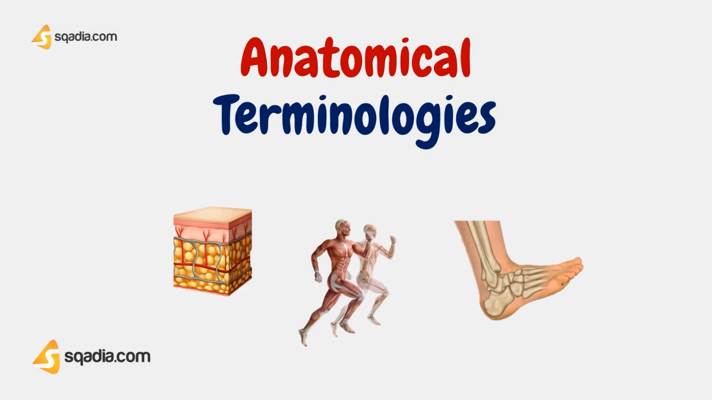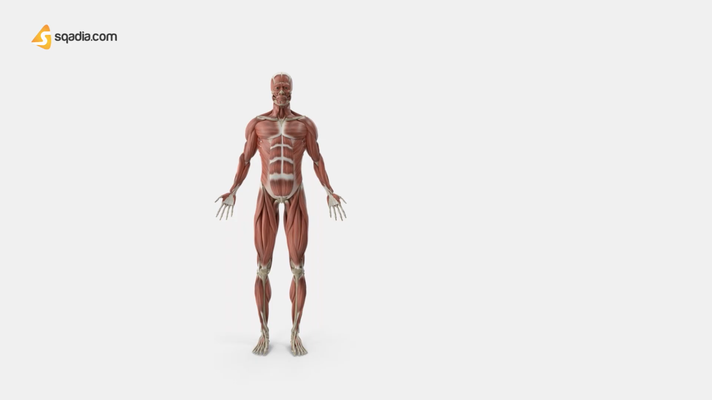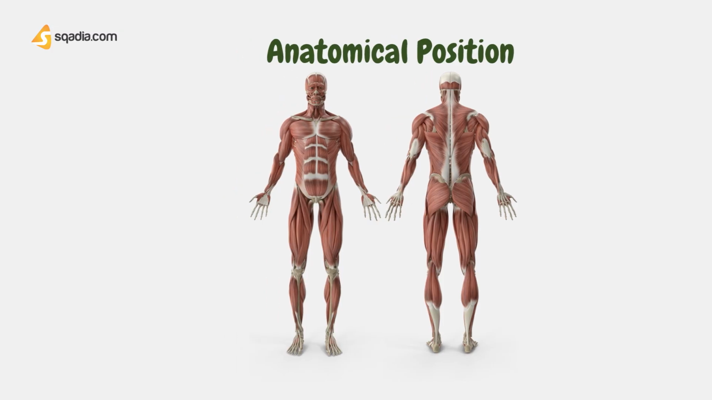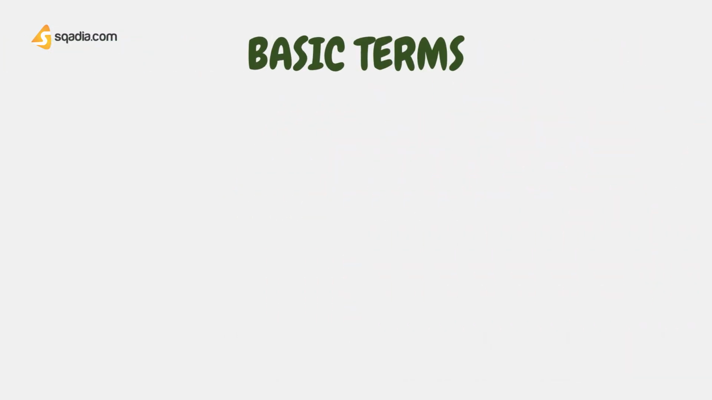So we already know the standard anatomical position. Moving towards the different locations of the body, they can be best described with the help of relative terms. Let us learn the basic terms simultaneously with the examples. Here we have a human body.